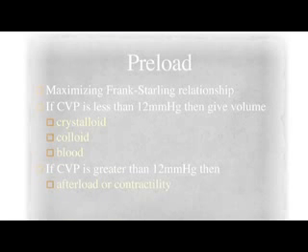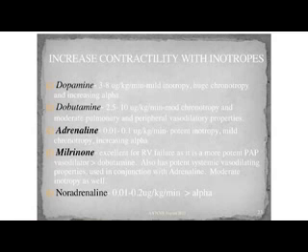For preload, if the CVP is less than 12, we use crystalloids, colloids, or blood. The colloids we use are hetastarch and gelofusine, and then albumin in our pediatric cases. If the CVP is higher than 12, then we may look at our cardiac output, increase contractility, and then the afterload. Most of the inotropes we use are dopamine, dobutamine, adrenaline, Merinon, and noradrenaline in combinations. Normally, we would use dopamine, adrenaline, and then Merinon comes in when we are worried about the right side of the heart, or when there's pulmonary hypertension.